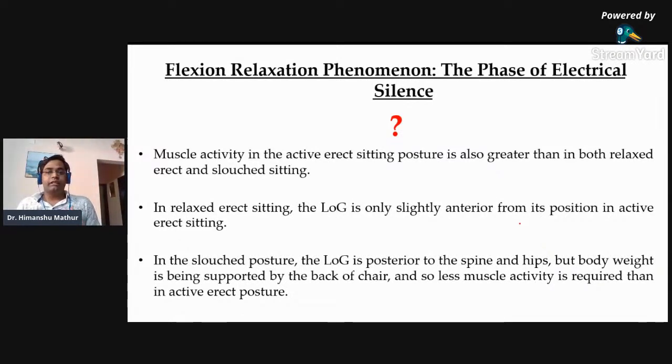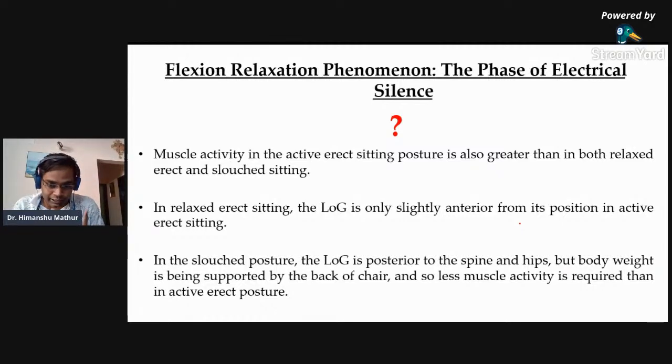See, this flexion relaxation phenomenon is totally based on forward bending, right? So whenever I'm trying to go into forward bending, it is not the flexors of my lumbar spine which are causing this forward bending. Although it is the flexion of the lumbar spine which is being carried out whenever I am bending forward, it is the extensors of the lumbar spine which are working eccentrically and allowing me to go into forward flexion of the lumbar spine.